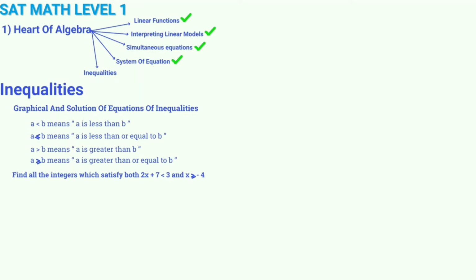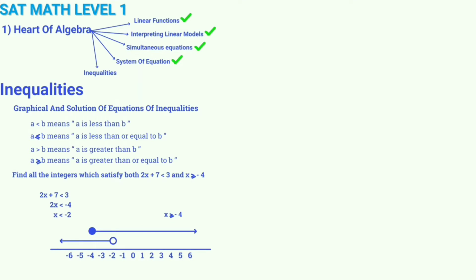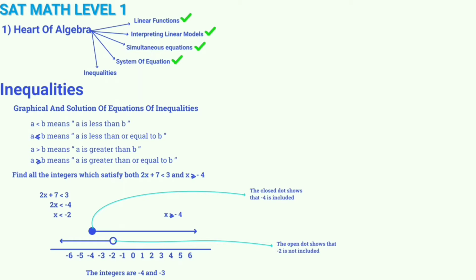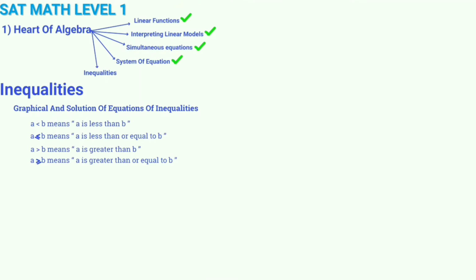Find the integers which satisfy both 2x plus 7 less than 3 and x greater than minus 4. So according to the given inequalities, the integers will be minus 4 and minus 3. The closed dot shows that minus 4 is included. The open dot shows that minus 3 is not included.